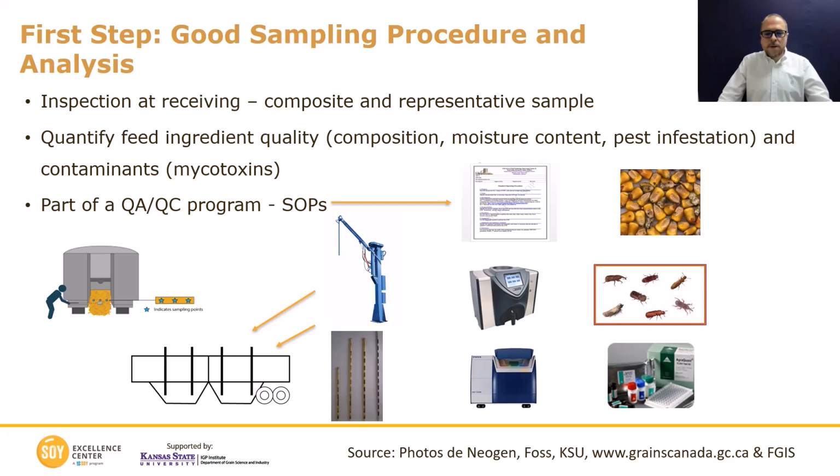So the first step in a quality assurance and control program will be the part of receiving and sampling. It's very important to have a good sampling procedure and then have a good way to analyze all the feed ingredients. So always do your inspection at receiving, sample correctly, create your composite and representative sample, and quantify that feed ingredient quality by composition, moisture content, pest infestation, if there are any contaminants present like mycotoxins, rocks, any type of pathogens, and also, of course, any other analysis you need to do based on each feed ingredient's characteristics.